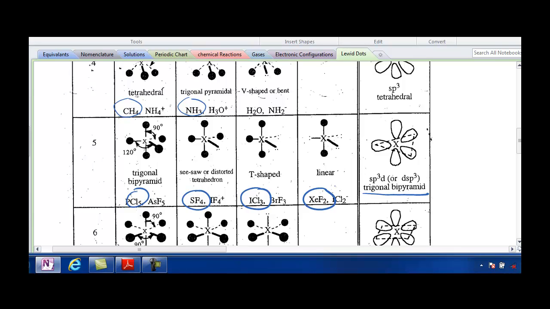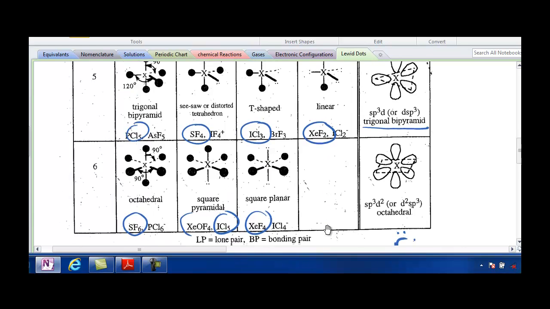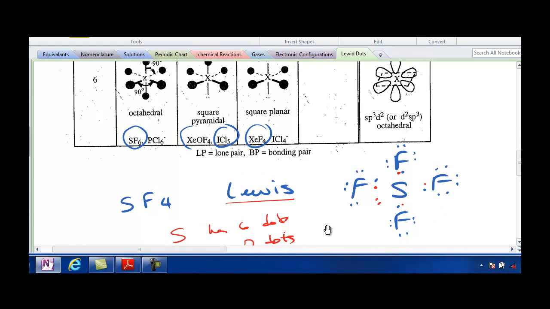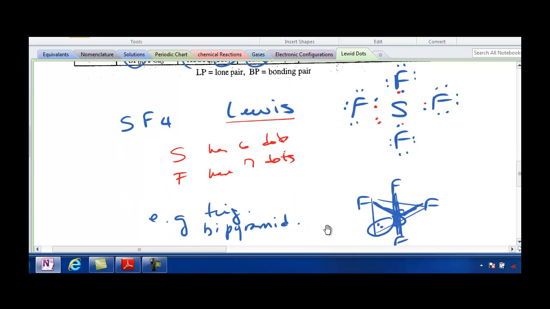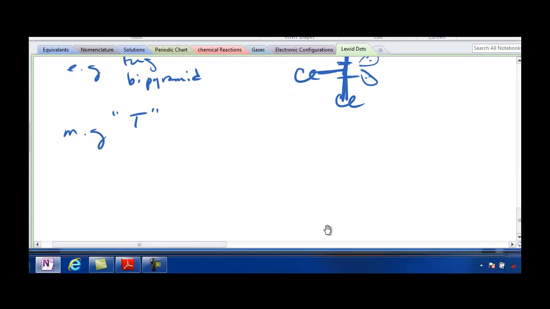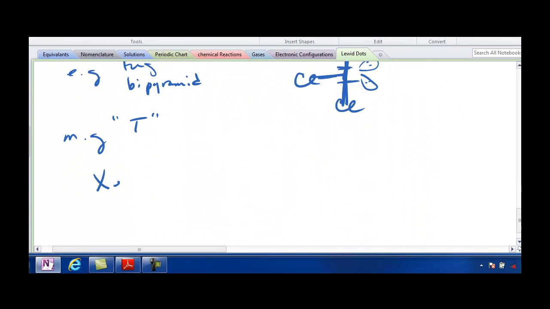XeF2. Let's understand XeF2. We don't have to memorize this table. We just need to know how to do Lewis, and if we know how to do Lewis and we know how to count, we're okay. And when I say XeCl2, I could have said XeF2, XeI2. Same question: find electronic geometry, find molecular geometry.